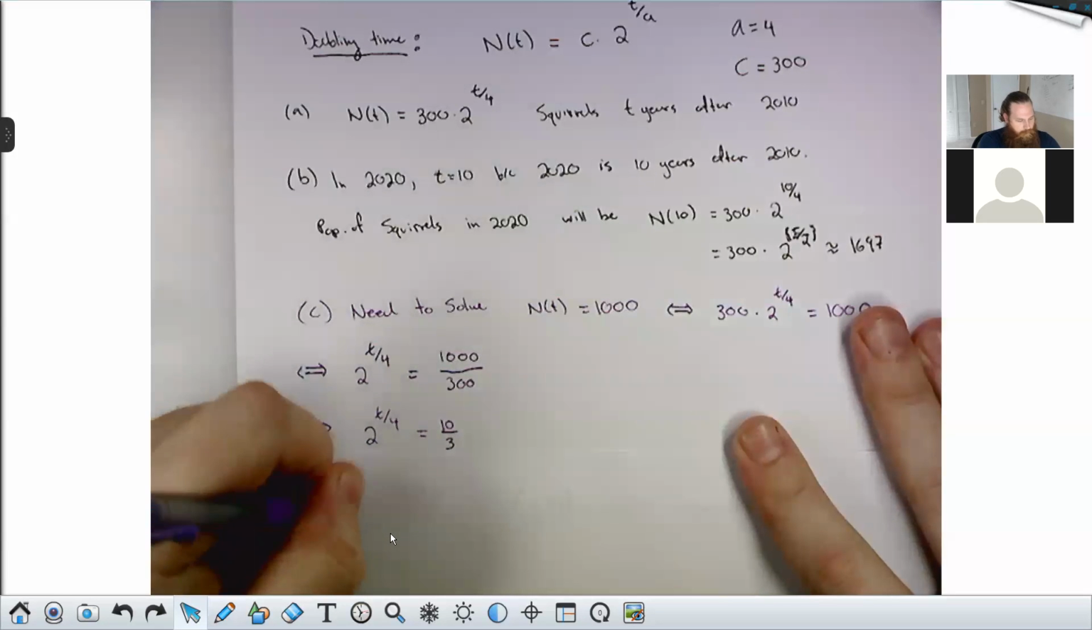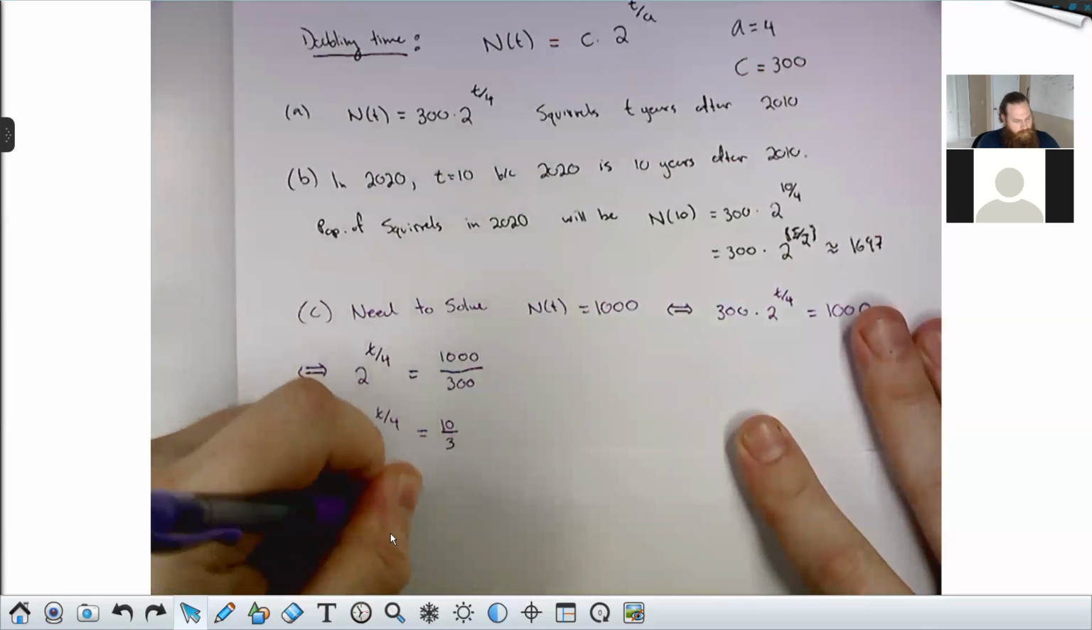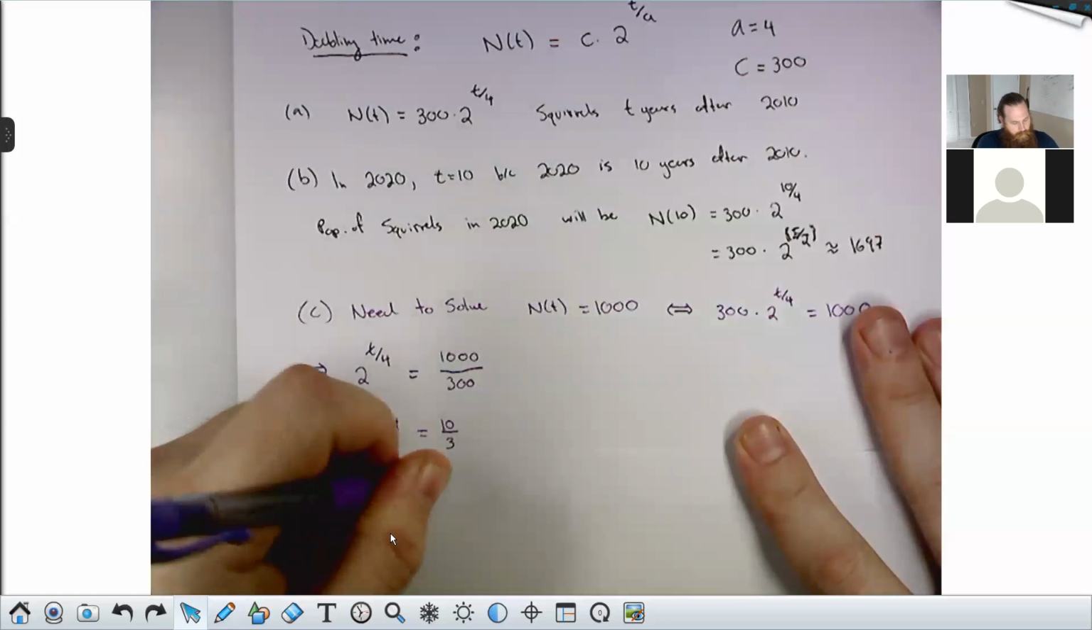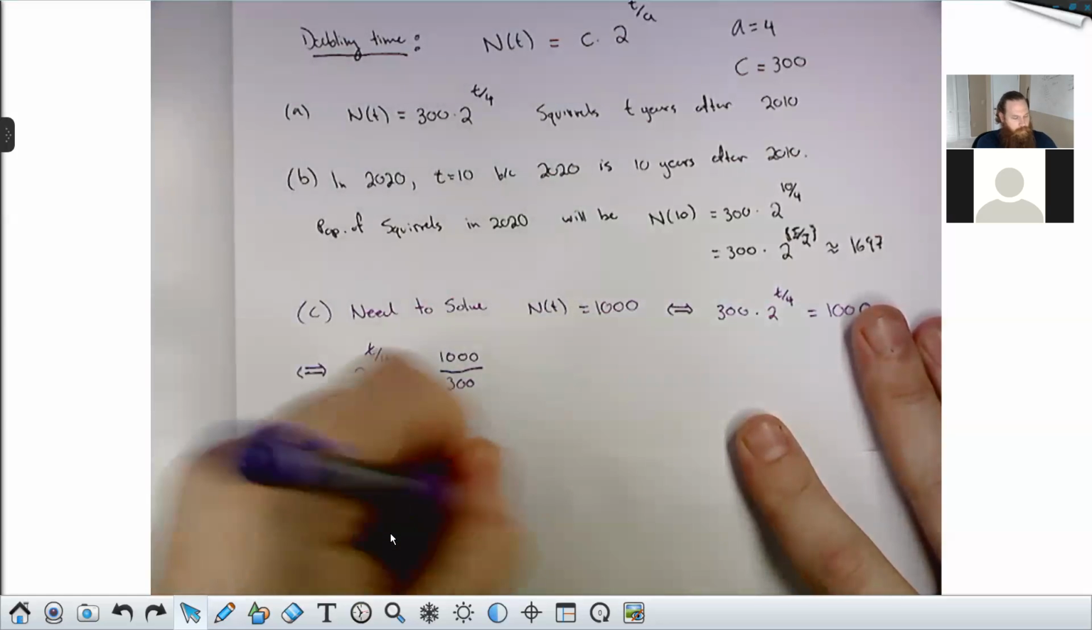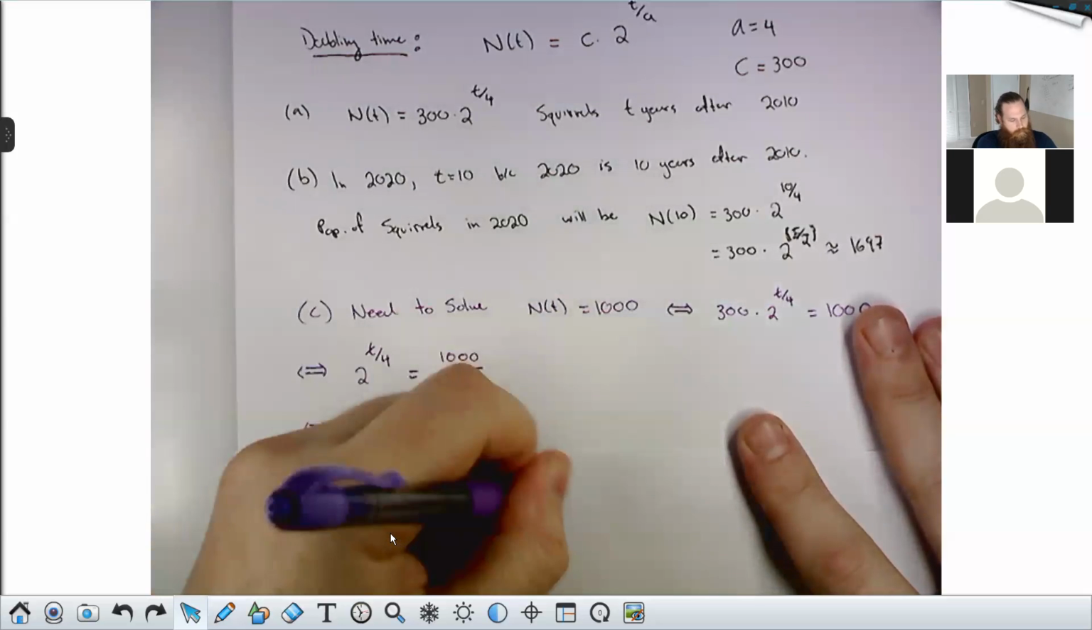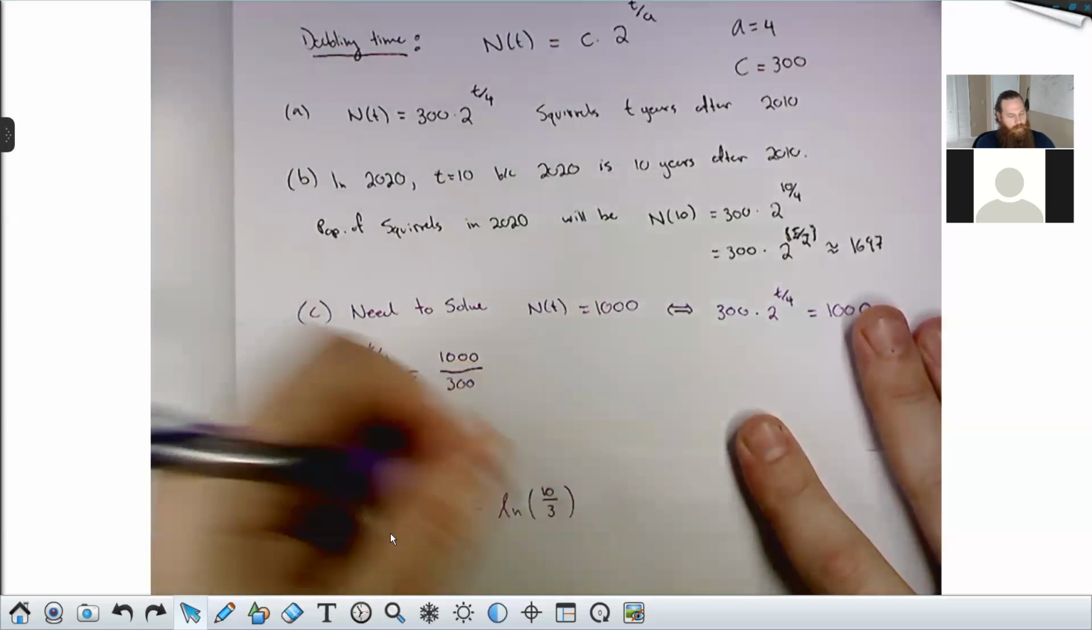But I'm going to take the natural log of both sides. And that will give me the natural log of 2 to the t over 4 equals the natural log of 10 over 3.